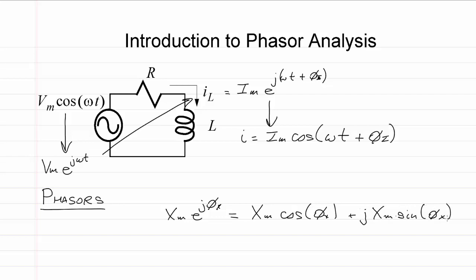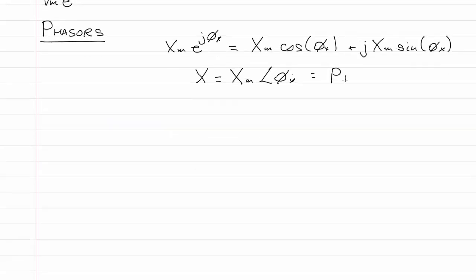Since the form is known, we can simplify this and express it in a much more compact form simply as X is equal to xm with an angle, where we simply specify the magnitude and the angle. This is known as a phasor. Usually, we use uppercase letters with a lowercase subscript to represent a phasor, and in many cases a bold font is also used. How do we get phasors?